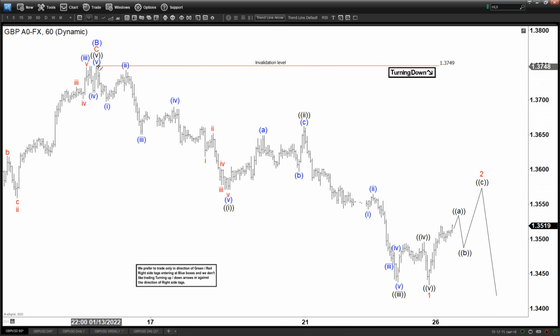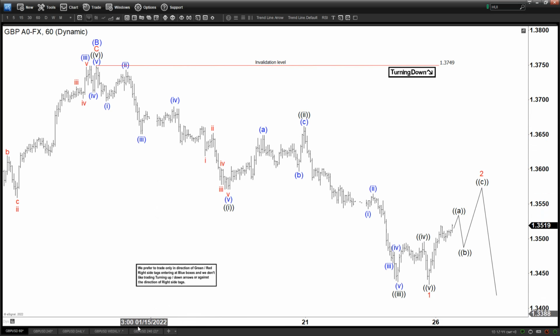We have this wave 1 finish here, 1 of C, and now looking for a 2 of C before turning down again. So within 1 of C, we got another 5 wave subdivision here in the lesser degree: 1, 2, 3, 4, 5 in the minute degree right here. Now let's zoom out and also discuss possibilities and options and so on.